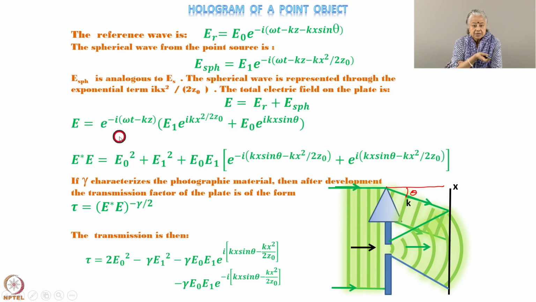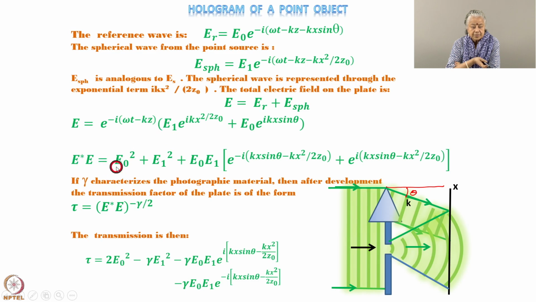So, this E becomes e to the power i(omega t minus kz) times E1, the amplitude of the spherical wave, e to the power i k x squared upon 2 z0, plus E0 e to the power i k x sin theta. I have just added these together and taken out the common part. Now I must form E star E.